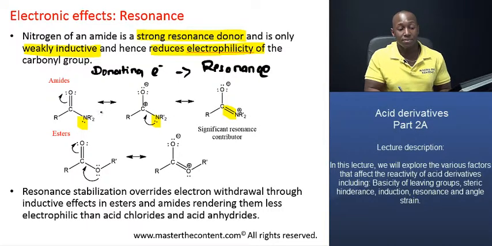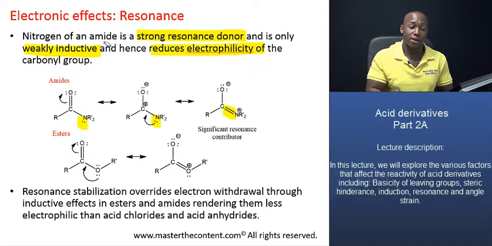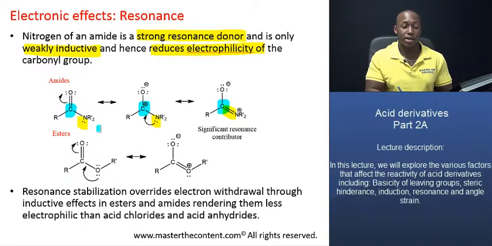Now, on the flip side, as far as induction is concerned, the nitrogen atom is not very electronegative, so it doesn't pull electron density away from the carbon that effectively. So the net effect that we have in the case of amides is a very powerful resonance effect, in that the nitrogen atom is donating electron density to our reaction center, our carbonyl carbon right there, but it's not pulling electrons away very efficiently through induction.